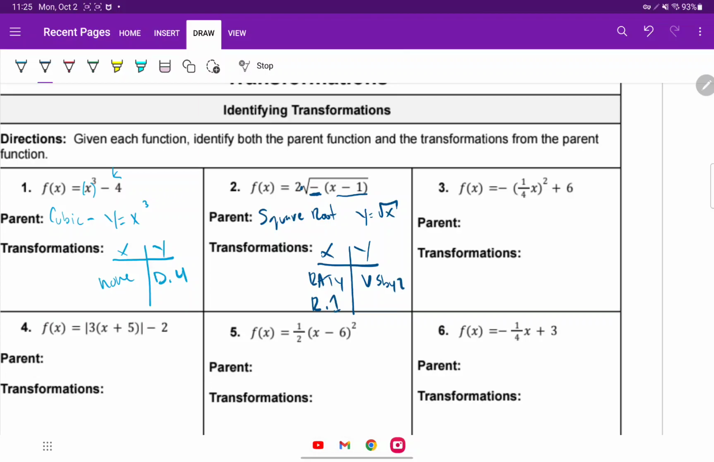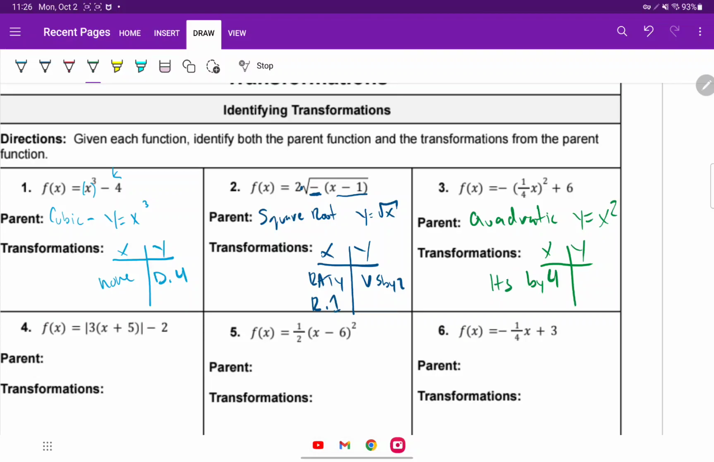Alright, for the next one. It is squared, so that is going to be a quadratic function, and our parent function equation is y equals x squared. For our transformation, starting from the inside, we have a 1/4, which is being multiplied. For that one, remember, we take the reciprocal. The reciprocal of 1/4 is 4, and that is bigger than 1, so that's a horizontal stretch by 4.